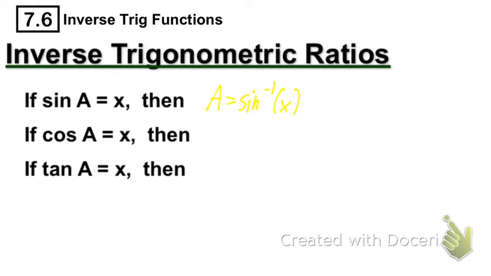So what do we think is going to be the inverse of cosine? It's inverse cosine. So if cosine of angle A is equal to x, well, angle A is equal to the inverse cosine of x. We took the inverse cosine of both sides, just like you subtract both sides or divide both sides.